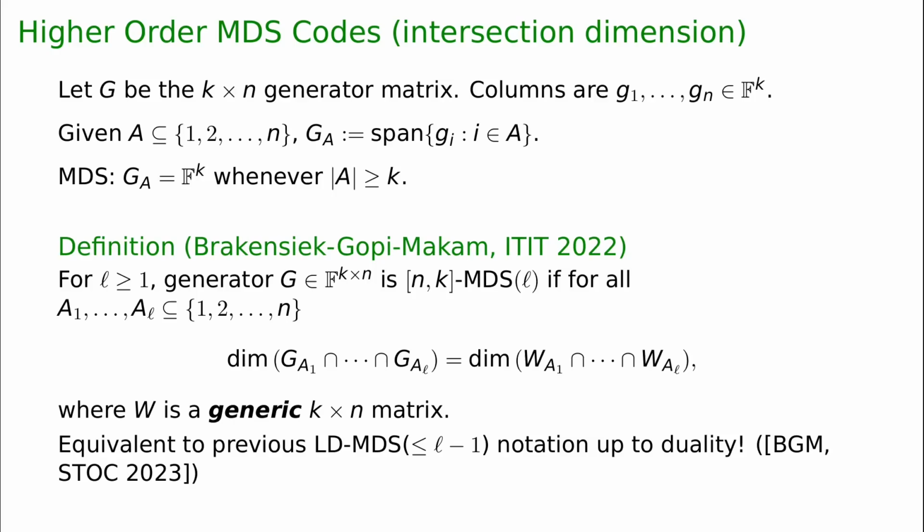What's been shown is that the notion presented on the previous slide and this notion are equivalent up to duality. In particular, if you can construct a good code for one, you can construct a good code for the other.